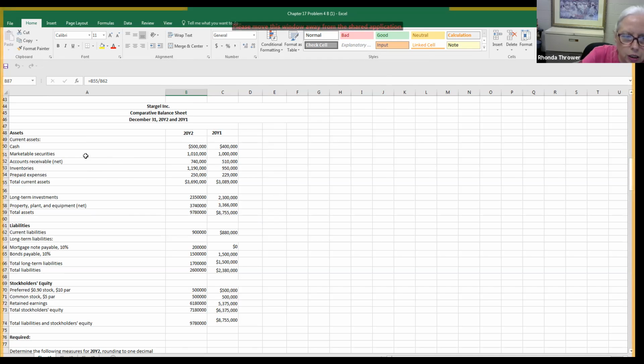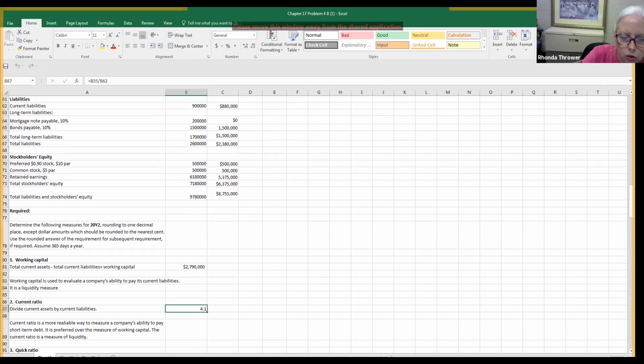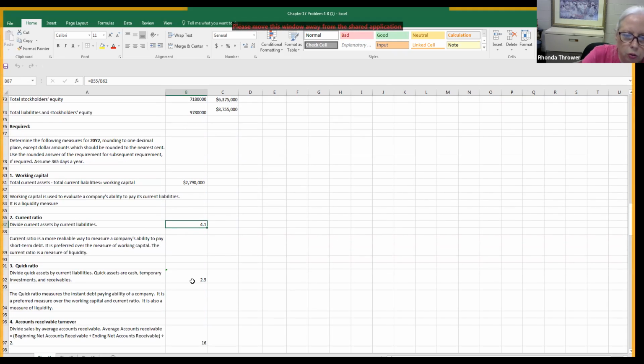We do not include inventories or prepaid expenses in our quick assets. So it's just your cash, your marketable securities, and your accounts receivable net amount. Those three items will be combined together to find the total of your quick assets. And we will divide this total by our current liabilities. So when you do that, you're going to come up with a quick ratio of 2.5.